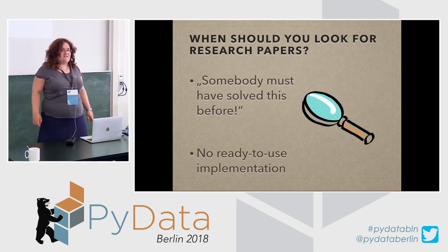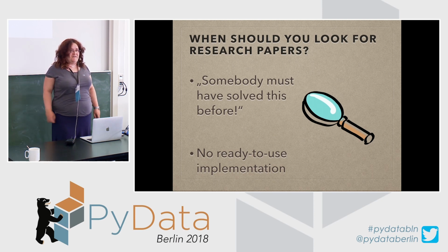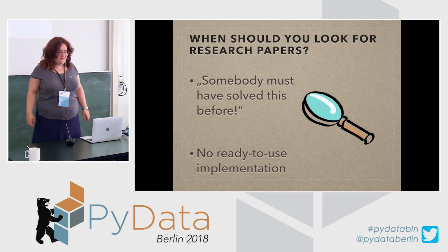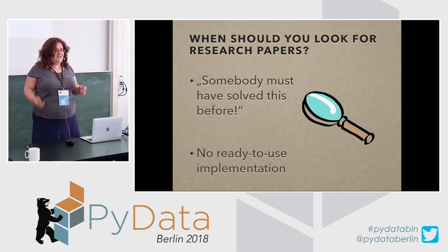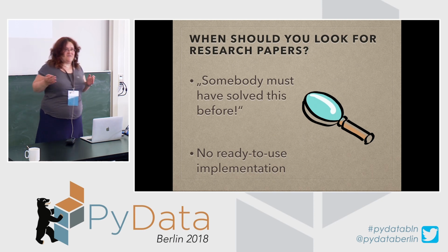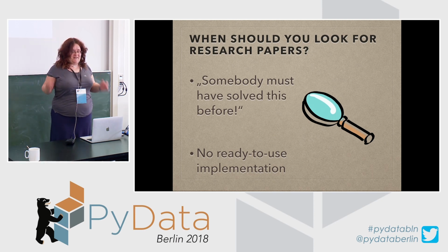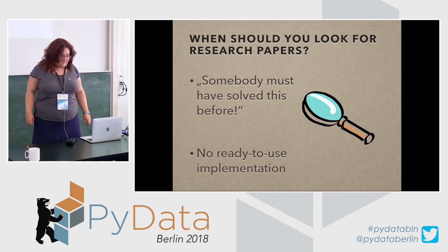But then, of course, the question is, when should you actually bother with implementing machine learning papers? The one condition in my mind that really needs to be hit is you have this idea, it's not something that nobody has ever tried before. Somebody else must have solved this issue before. But then, on the other hand, while somebody might have solved the problem, nobody has ever made a ready-made implementation, something that you can take and go and either buy or just install.